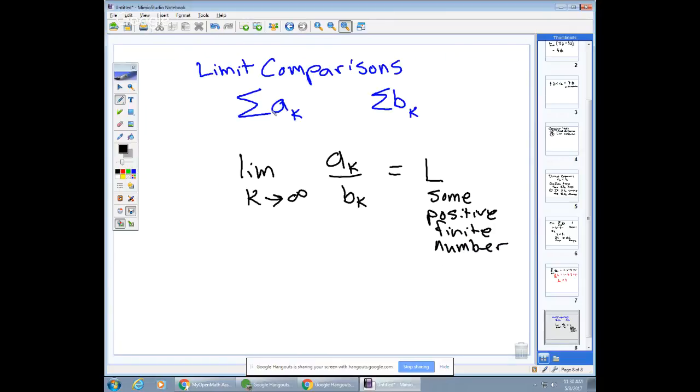okay. And again, for the last several series tests we've been looking at only positive terms. We'll have to look again if the terms are negative or alternate in sign. That gets a little trickier.